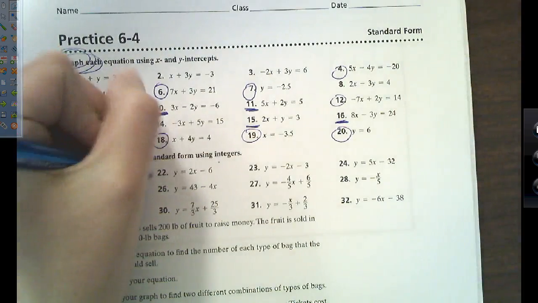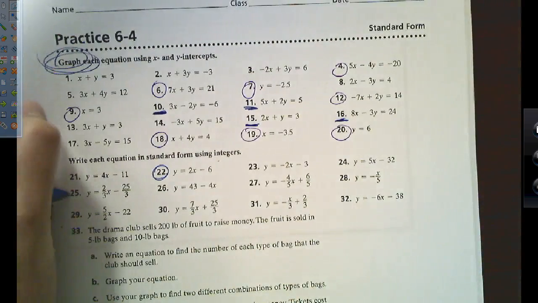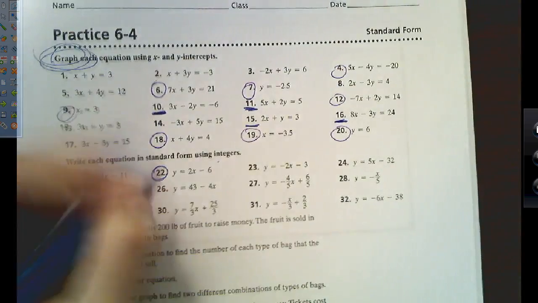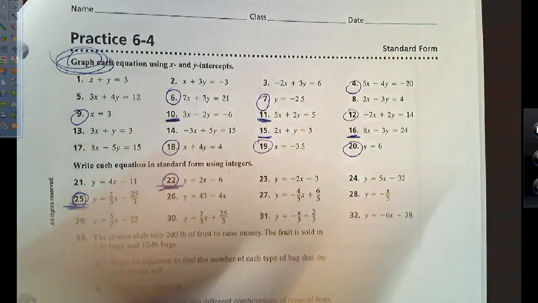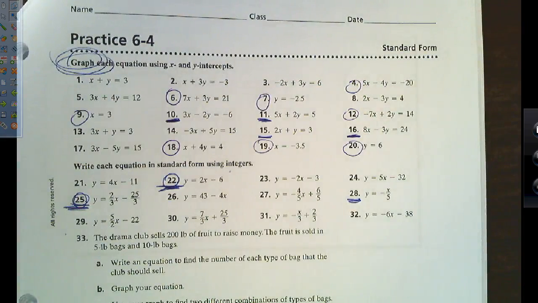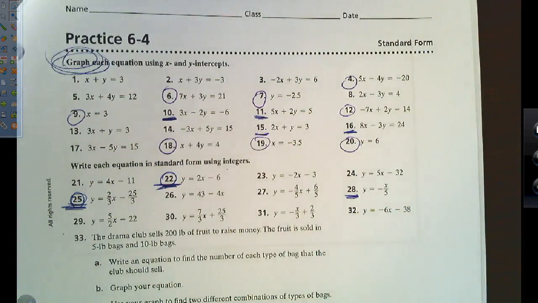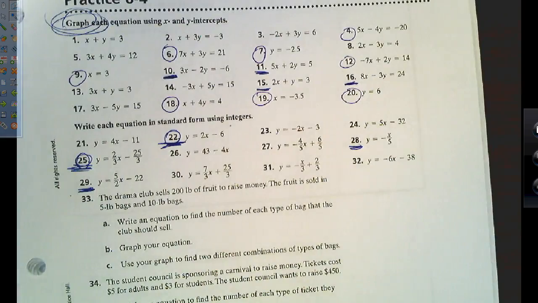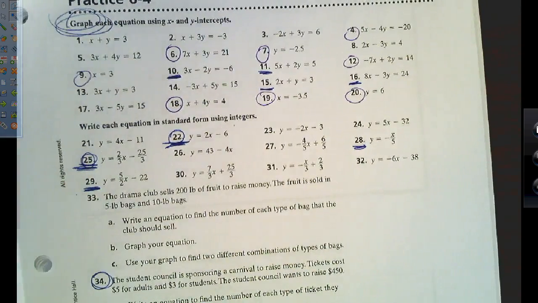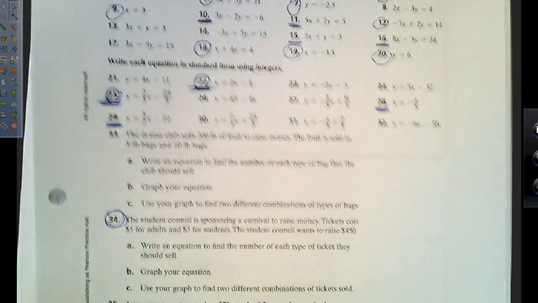So I want you guys to do number 22, 25. Whoops, sorry, I'm supposed to be underlining this. 22, 25, 28, and 29. So 22, 25, 28, and 29. So 4 in that section. And 34 and 36.